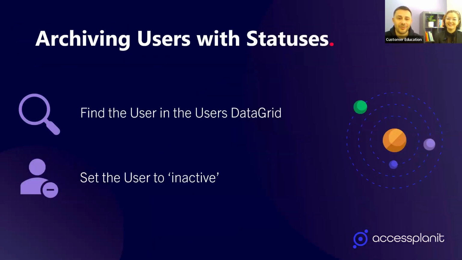There are just 2 steps. 2 is the magical number here. To set a user to inactive. So again, let's find the user in the data grid and let's change the user status to inactive. Let's take a look at a video.